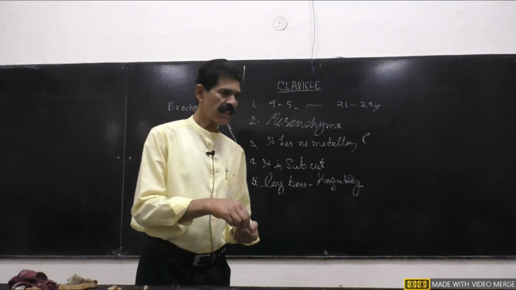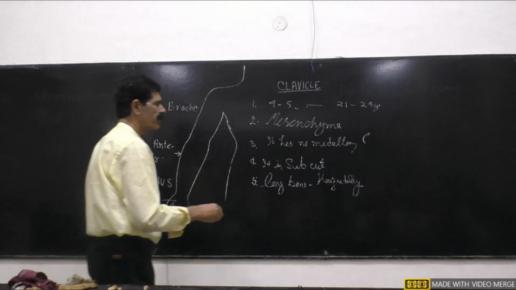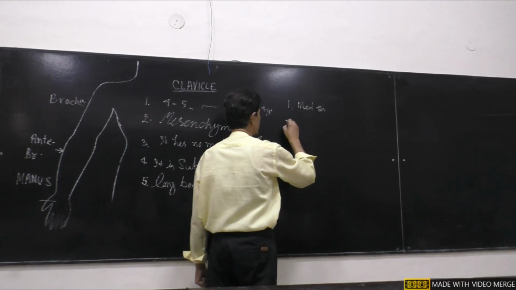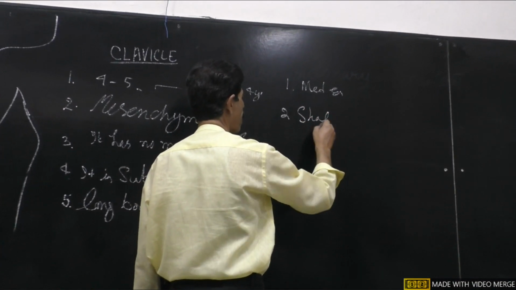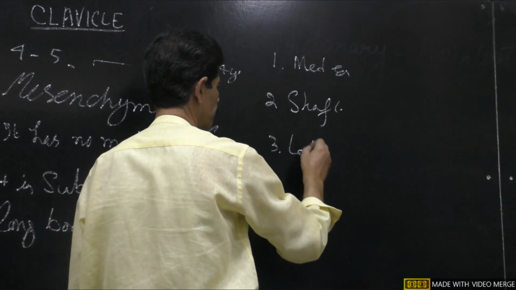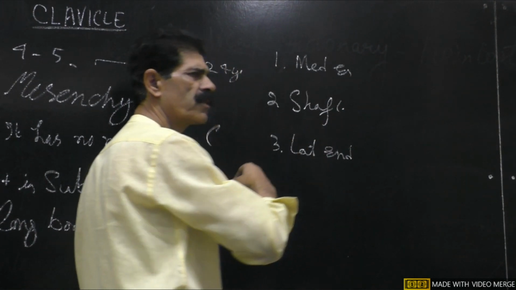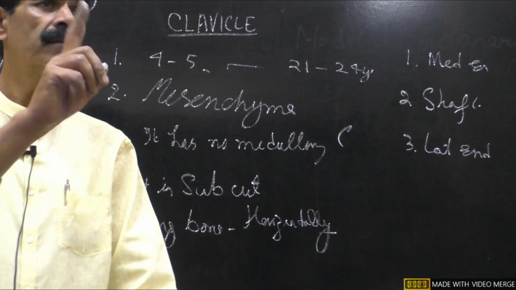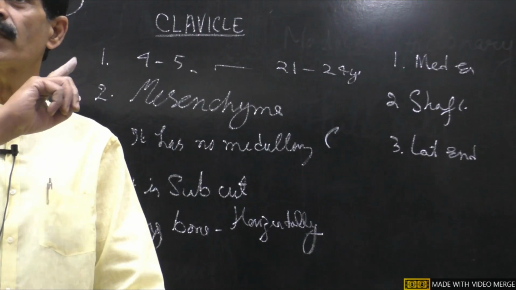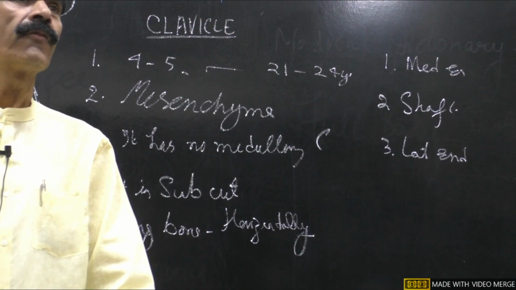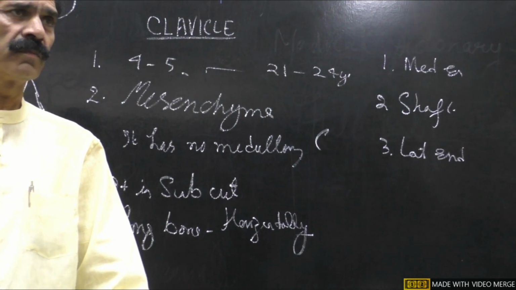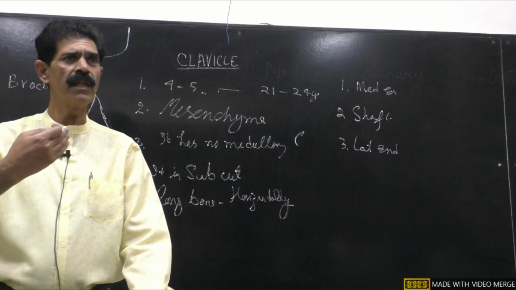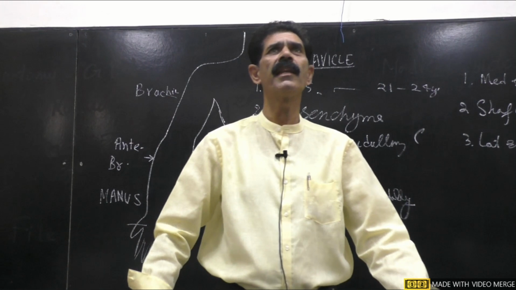So the clavicle is described under 3 headings. Number 1 is the medial end. Then the shaft, the middle part, and third is the lateral end. This should be the sequence of studying as well as telling during the Viva. You are not to start from the lateral to the medial. You may be telling everything right, but your first description will be zero. It has to be from superior to inferior or from medial to lateral. That is the way to describe any bone of the human body.